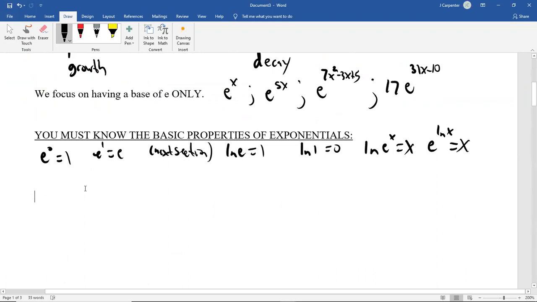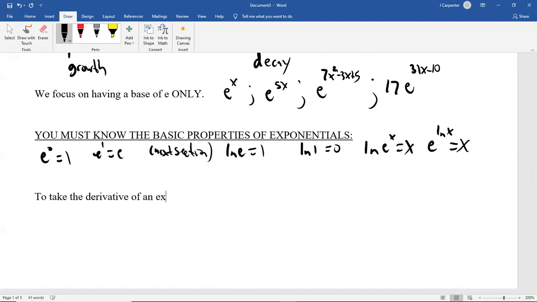All right, so on to the calculus, on to the formulas. To take the derivative of an exponential function, in other words, if your f of x is equal to e to the x, now this is the most insane formula you will ever see in your life. I need everybody to take a deep breath real quick, okay?